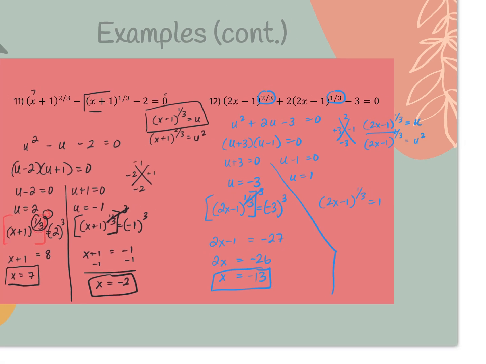And that side's done. And then let me come over to here and get this side. So again, how do you get rid of a cube root? You cube it. So I cube both sides, and these cancel. 2x minus 1 equals 1. Add 1 to both sides, 2x equals 2, and x equals 1. And so my two solutions are negative 13 and positive 1.